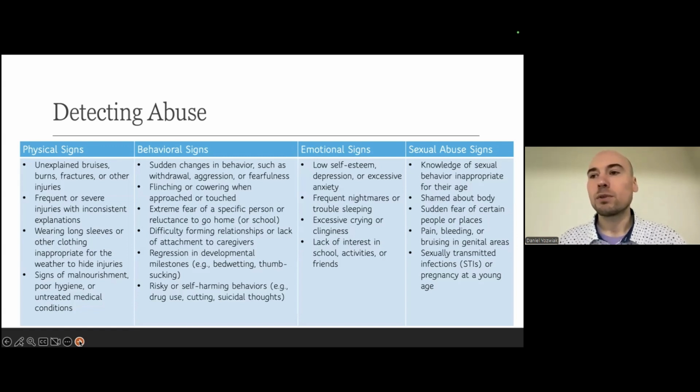As far as sexual abuse goes, I agree with Dr. Altman. I most often see knowledge of sexual behavior that's inappropriate for their age. Children drawing pictures of genitalia in school, children mimicking sexual activity with friends or peers. We see a lot of that. But those are my top two that I notice.